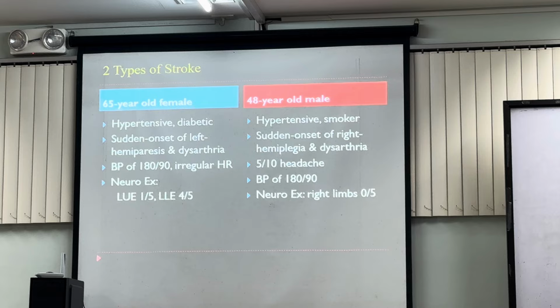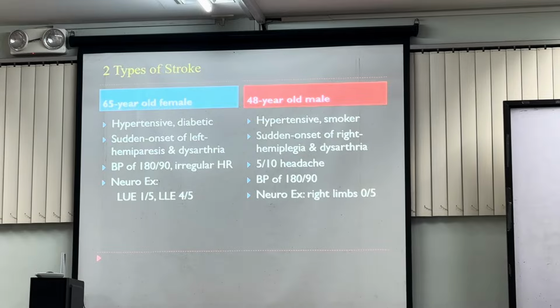48-year-old male, hypertensive smoker, sudden onset of right hemiplegia and dysarthria. Do we have a stroke? Now you should be able to answer already with a big yes. Yes. 5/10 headache. BP of 180/90. The neuro exam revealed right limbs 0/5. Right upper and lower limbs are 0/5, equally paralyzed. We have a stroke in both cases.